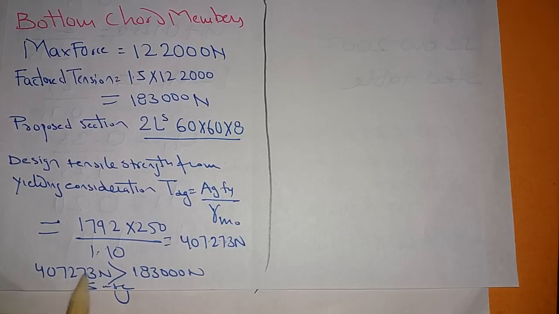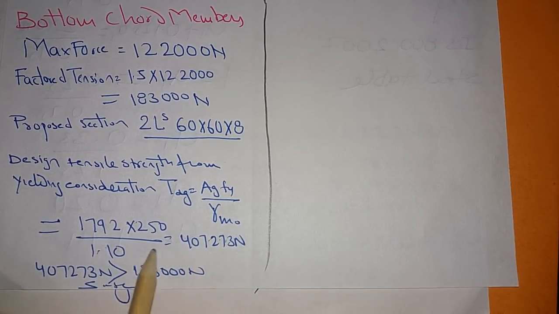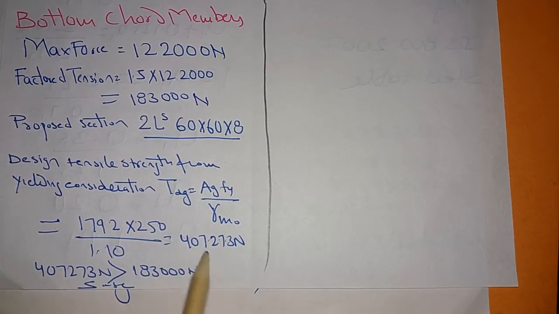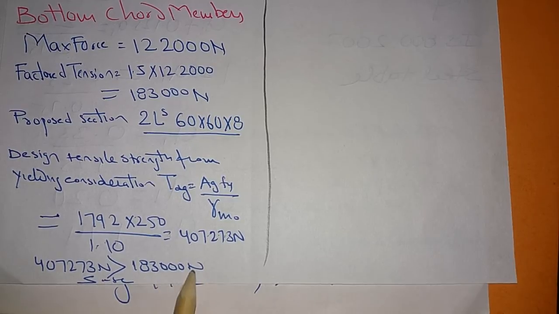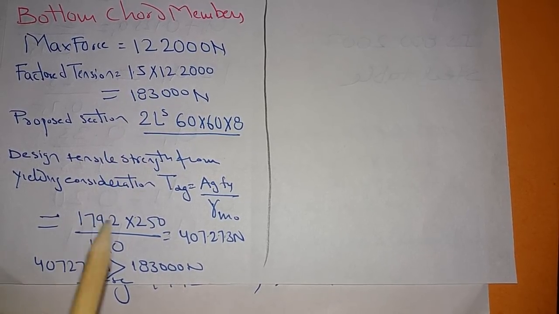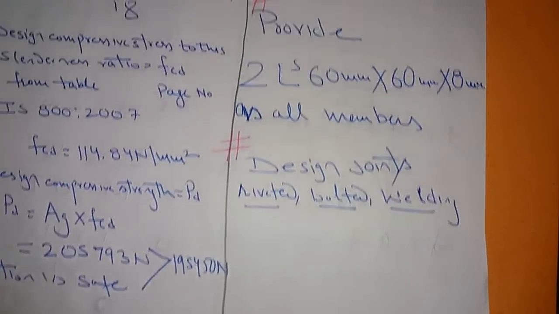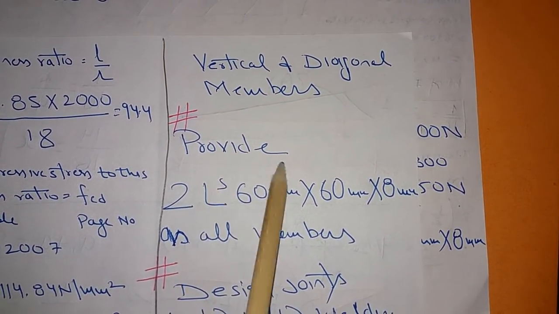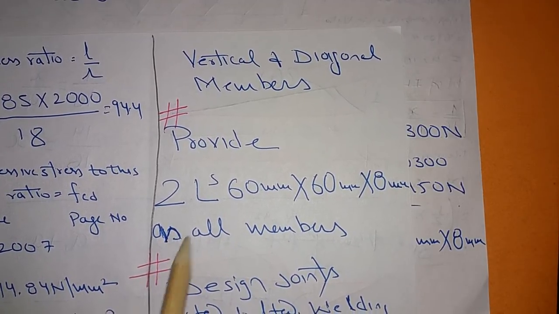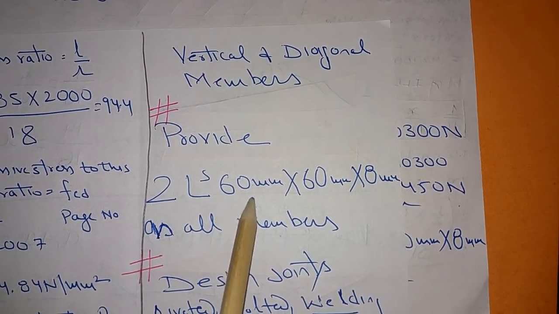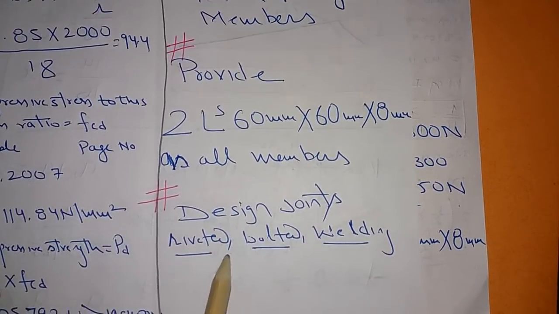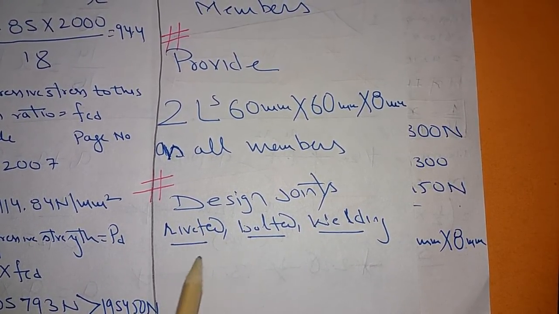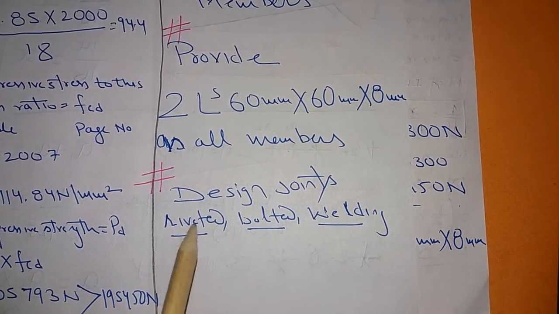Then this is also the capacity of that particular member in tension, and this is the load which has been induced. This is a factored force which is induced in any member. So if this is the maximum one and the others are lower than this, so this proposed section will be okay for each member. In the same manner vertical and diagonal members can be calculated. So you can have an option to provide all the same members, two angles 60 by 60 by 8 as all members, and in the last you can design joints with your own option with rivet, bolt or welding.